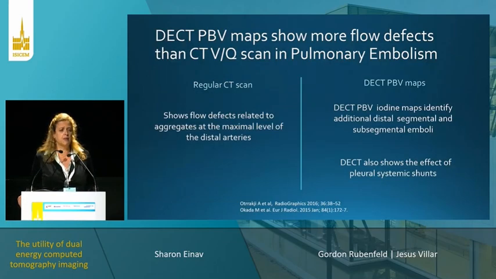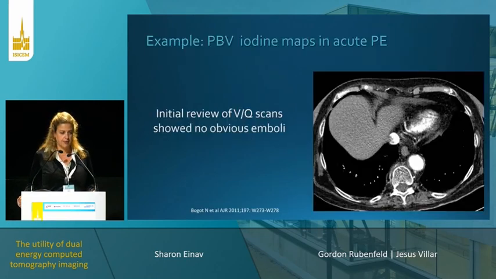Dual energy CT blood volume maps can usually show more flow defects because a regular CT scan only shows obstruction at the level of the distal arteries, but the dual energy CT pulmonary blood volume maps can actually show distal, segmental, and subsegmental emboli. It also shows the effects of pleural systemic shunts.